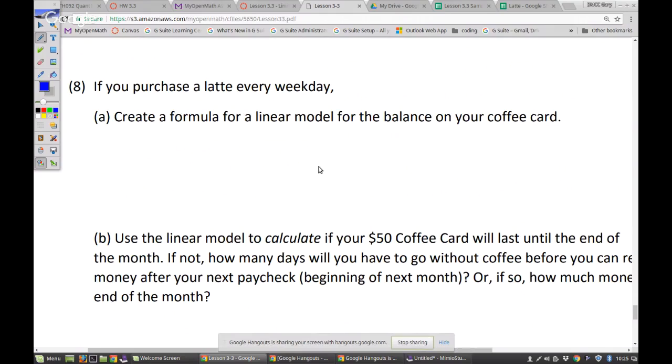Yeah, that was y equals negative 2.63x plus 50. Very important. Anytime you use things like y and x, you have to state what y means and state what x means. So if you just wrote y equals and you didn't say, hey, y is the card balance and x is the number of weekdays, your formula is incomplete.